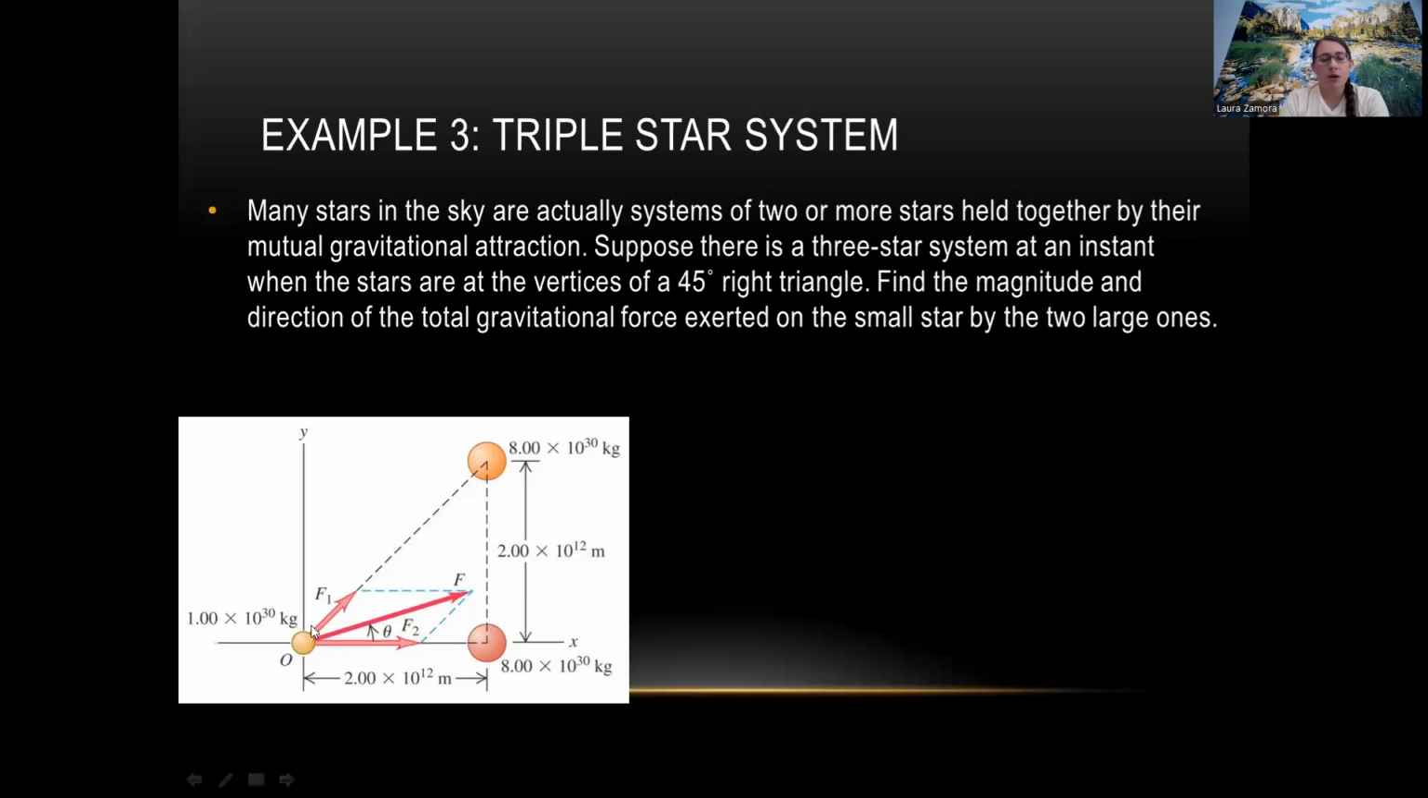So we know that this small star is going to experience a force of gravity from this orange star and also from this red star. Because of those two forces, this smaller star is going to experience a net gravitational force towards both of them, as opposed to just towards one or the other.